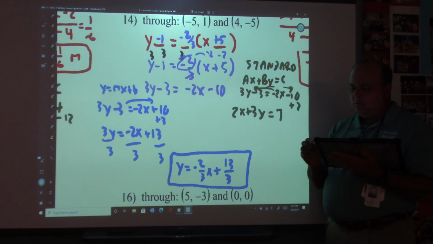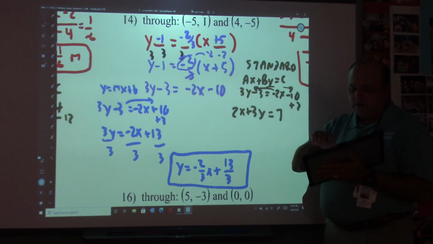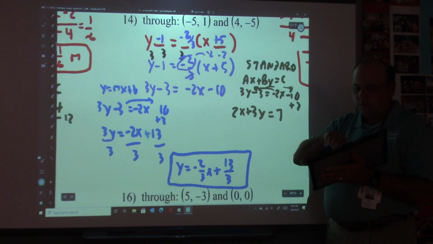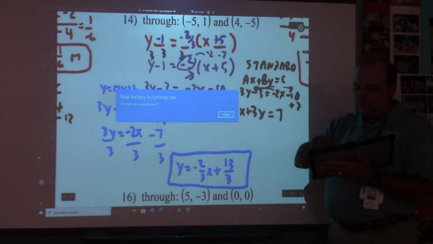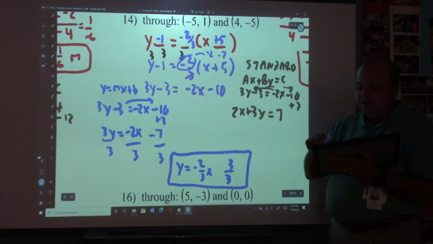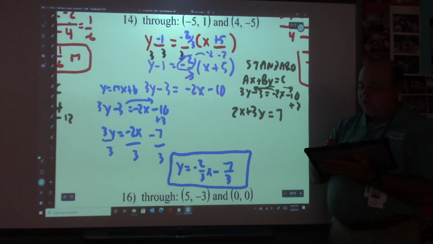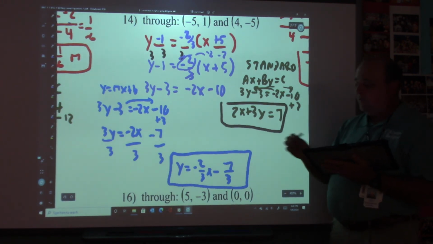Is that right? Minus 10. I did something wrong. Ooh, this should be minus 10 right here. I'm sorry. I messed all that up. So this should be a minus 10. So this is going to be a negative 7. And this will be a minus 7 over 3. Okay, so this is going to match up to this. So this right here, I'm sorry about that. This would be my standard.